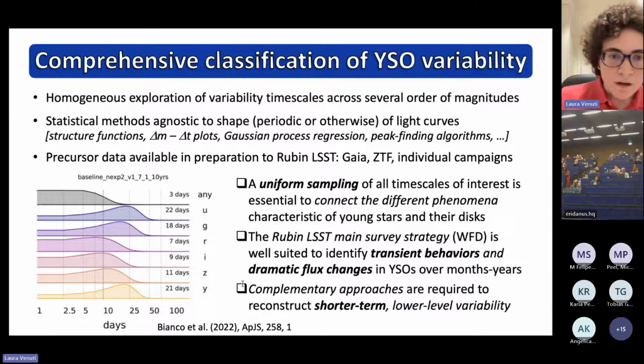a specific filter. And so what these estimates tell us is that the Rubin LSST main survey strategy, the wide fast deep strategy, will allow us to naturally identify transient behaviors and dramatic flux changes in young stellar objects that occur on timescales of months or years. But this is not sufficient in order to reconstruct the shorter term variability that we need to connect the small scale to the large scale variations. And so we need complementary approaches in order to reconstruct this short-term component of the time domain.